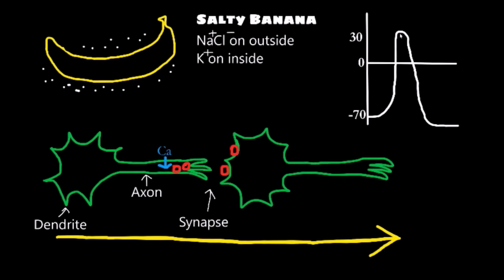Then at the top here, potassium channels are opened on the cell, and potassium flows out of the neuron, which actually causes the cell to become more negatively charged, and eventually it will reach back to its negative 70 millivolt resting potential, or maybe even a little bit lower than that.